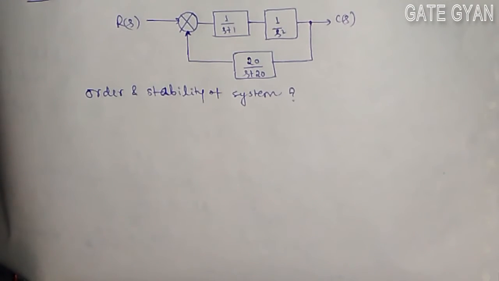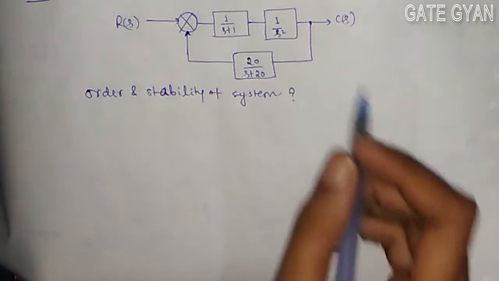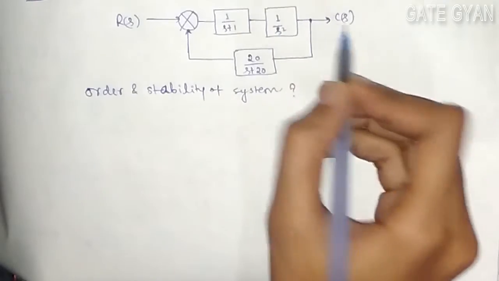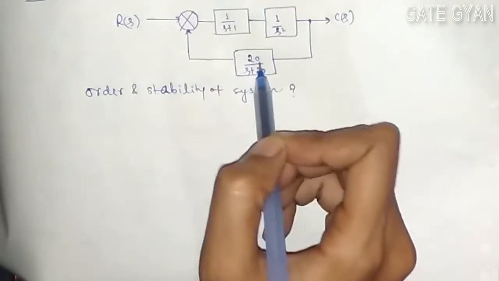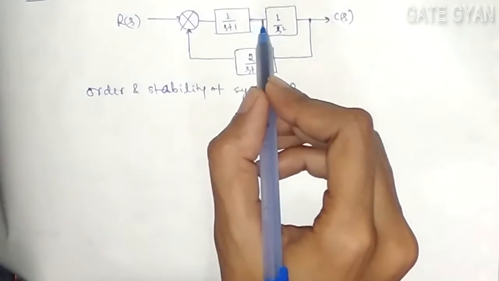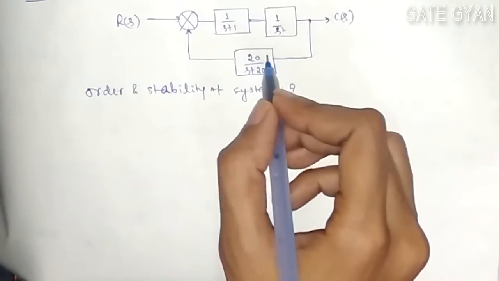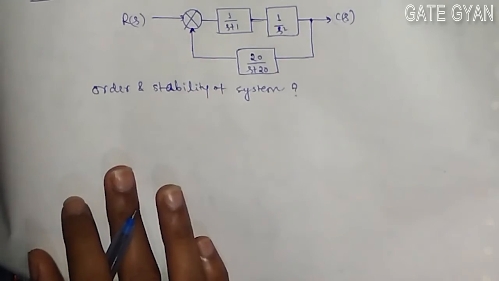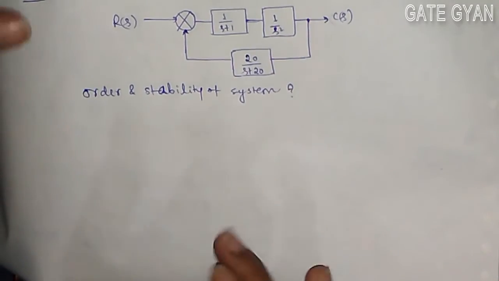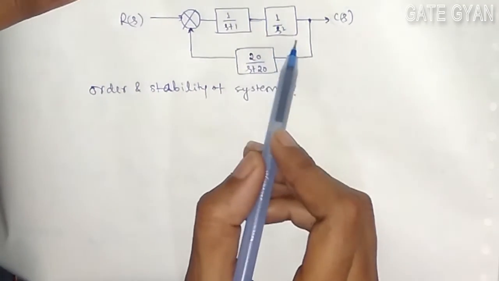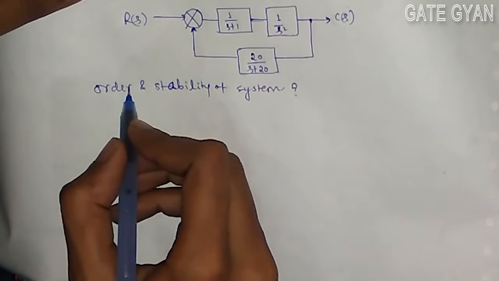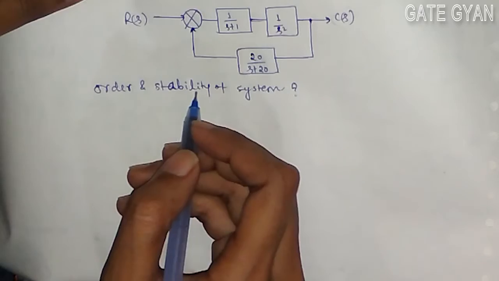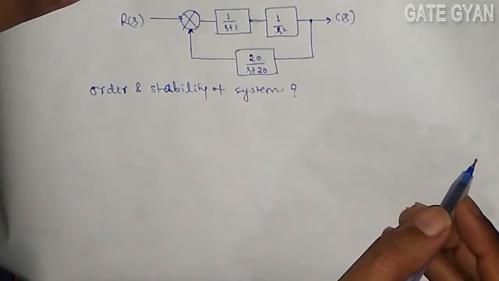In this question, we are given this diagram, with output, input, an open loop transfer function, as well as some feedback of a system. So we have to determine the order of the system and the stability of the system. Order represents the highest power of the closed loop poles.